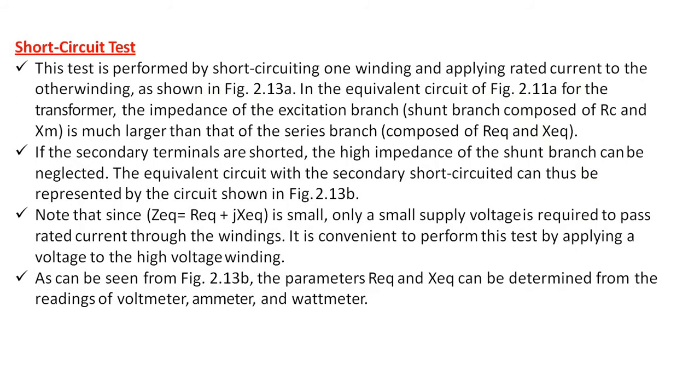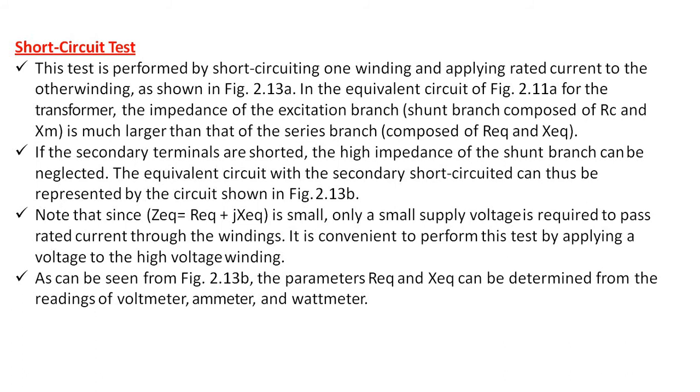Short circuit test. This test is performed by short circuiting one winding and applying rated current to the other winding, as shown in the figure. In the equivalent circuit of the transformer, the impedance of the excitation branch, the shunt branch composed of RC and XM, is much larger than that of the series branch composed of R equivalent and X equivalent.